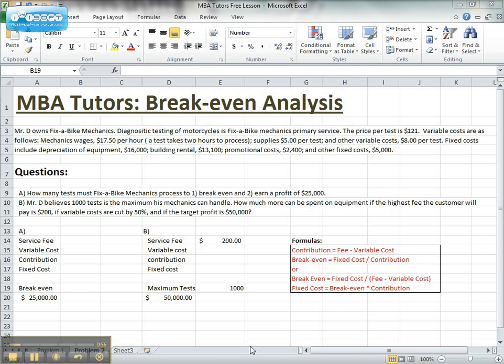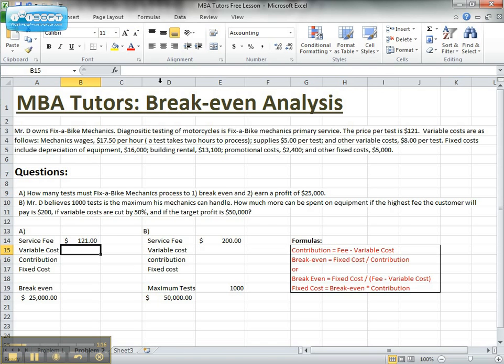Question A. How many tests must Fix-A-Bike Mechanics process to 1. Break even and 2. Earn a profit of $25,000? So let's start by selecting cell B14 and entering in our service fee of $121. As you can see, some of the fields have already been populated to make this lesson a little faster.